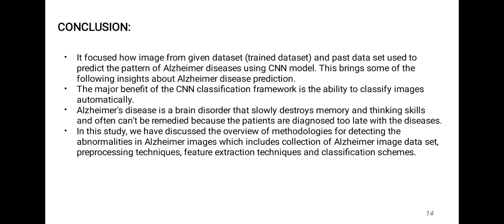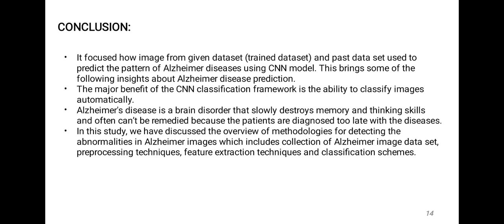Conclusion: it focused on how images from a given dataset and past datasets are used to predict the pattern of Alzheimer disease using the CNN model. This brings some insights about Alzheimer disease prediction. The major benefit of the CNN classification framework is the ability to classify the images automatically. Alzheimer disease is a brain disorder that slowly destroys memory and thinking skills and often cannot be remitted because patients are diagnosed too late with the disease.